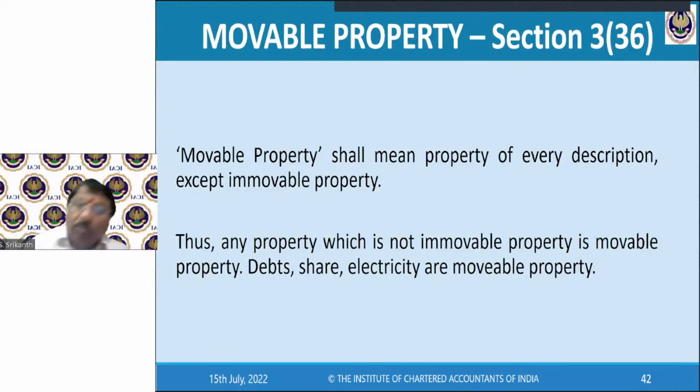Debts and shares are movable property. Electricity is a movable property. How will you see electricity? No doubt it is movable property, but if I say I am going to deal with it, I will touch it, that's it, you're out. See, electricity is one of the primal elemental forces.